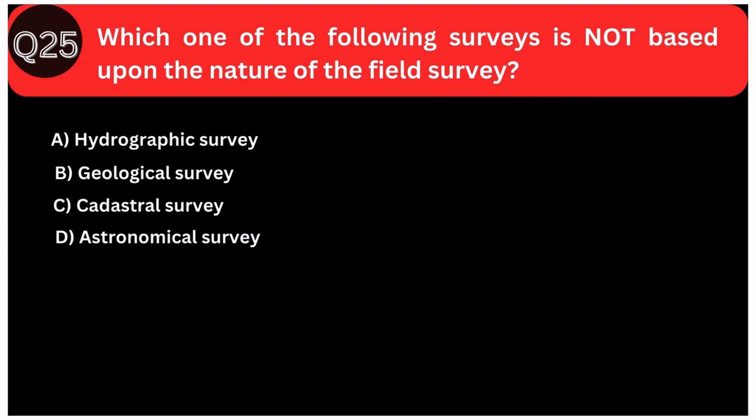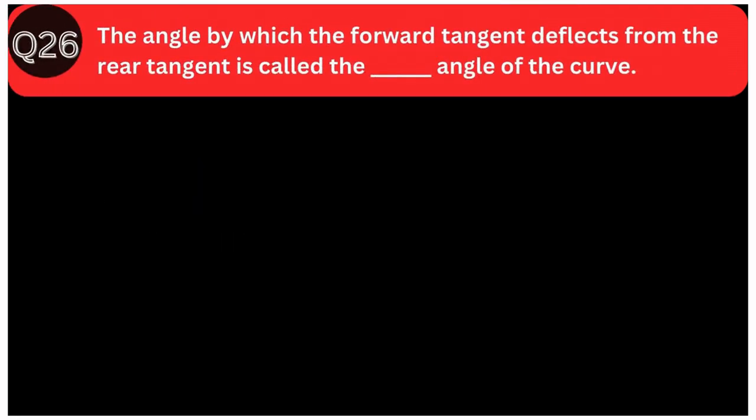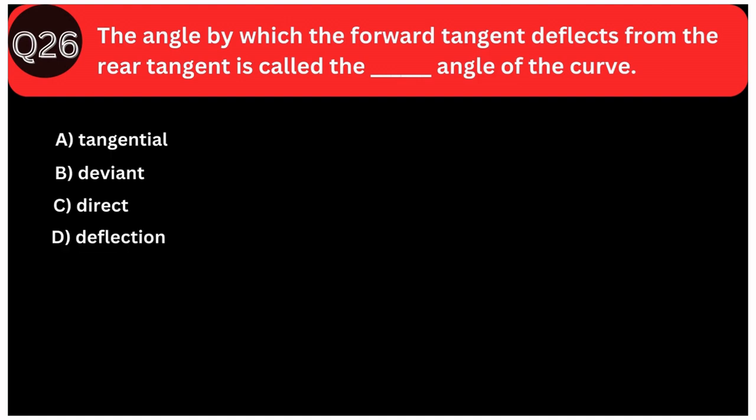Which one of the following surveys is not based upon the nature of the field survey? Option A. Hydrographic survey. B. Geological survey. C. Cadastral survey. D. Astronomical survey. Answer B. Geological survey.